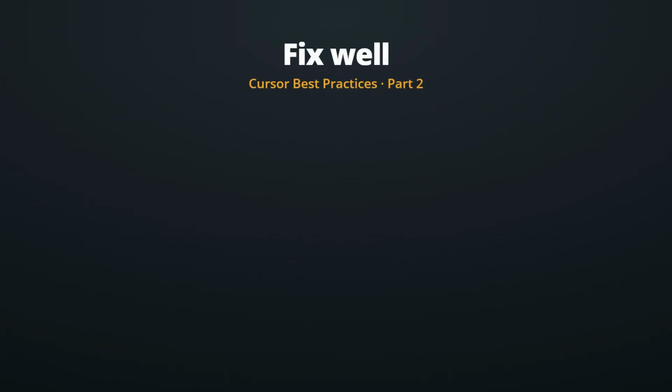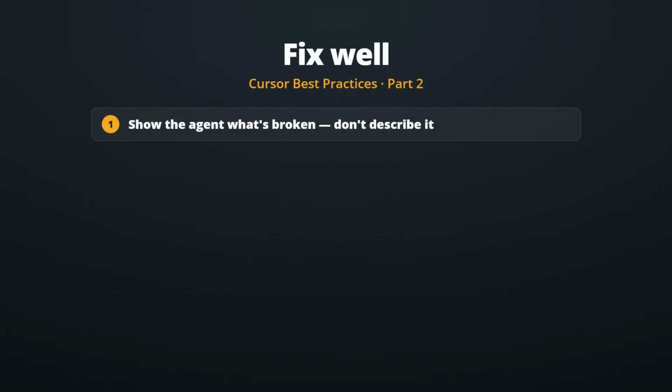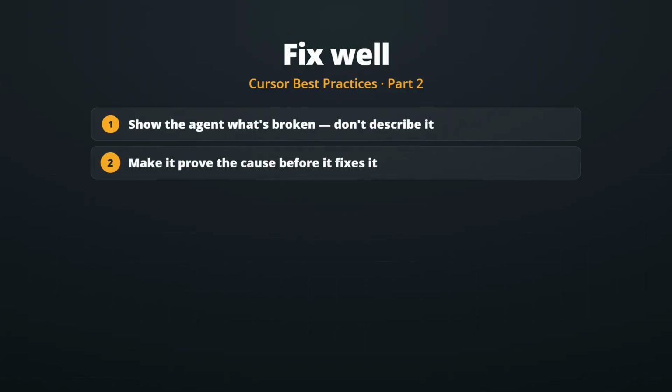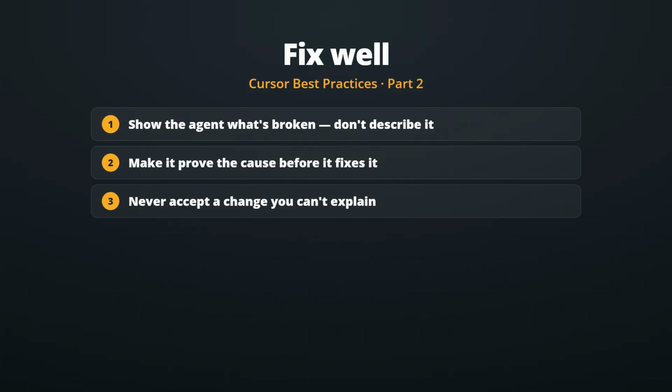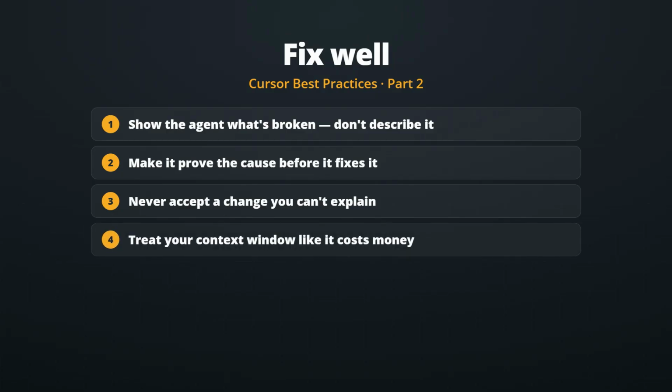That's the pair, then. Show the agent what's broken instead of describing it. Make it prove the cause before it's allowed to fix it. Never accept a change you can't explain, and treat your context window like it costs money, because it does. Screenshot it, instrument it, test it.